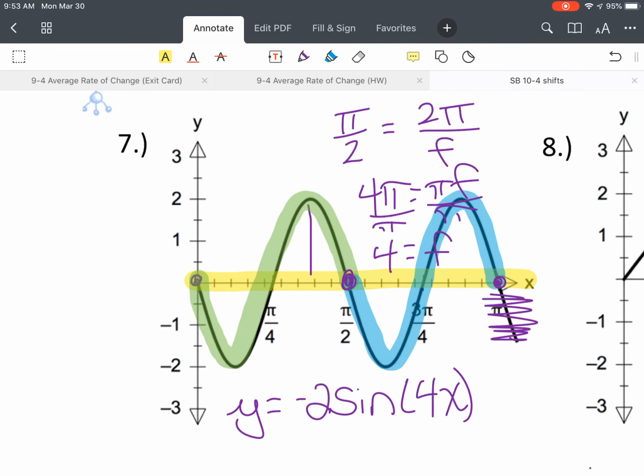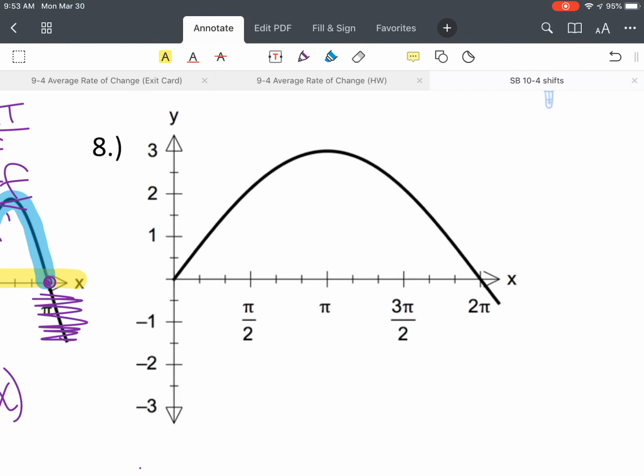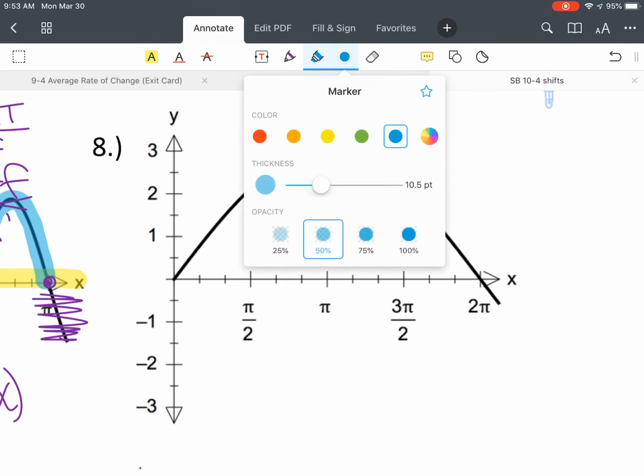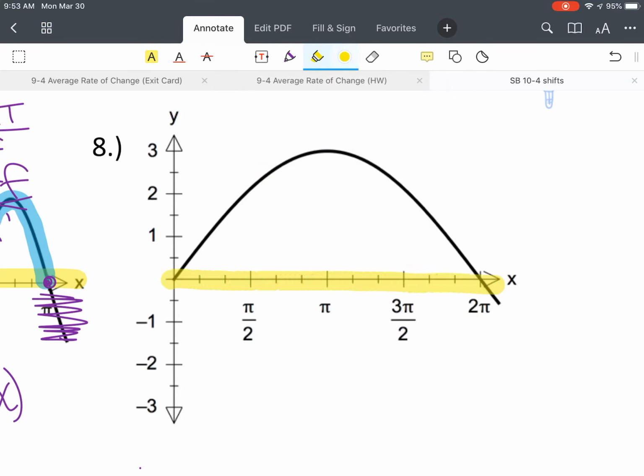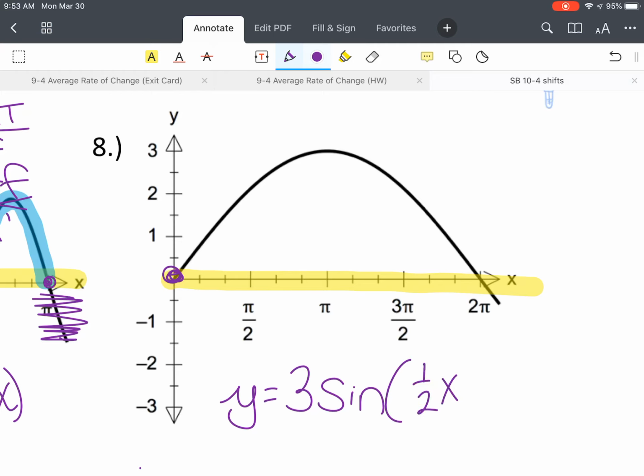Okay, last one. Here's my midline. It is a sine graph because it's starting at the midline. Goes up to 3. So the amplitude is 3. It's positive because it goes up first. And I'm seeing half of the cycle up to 2 pi.